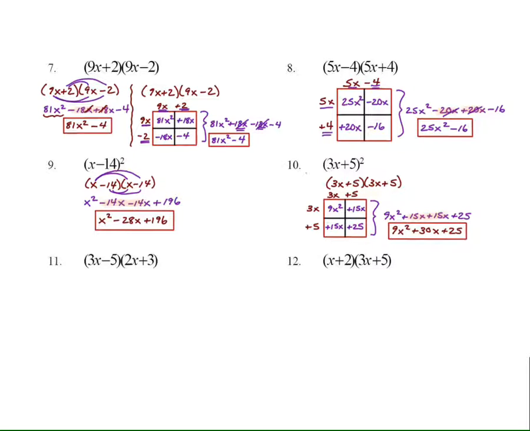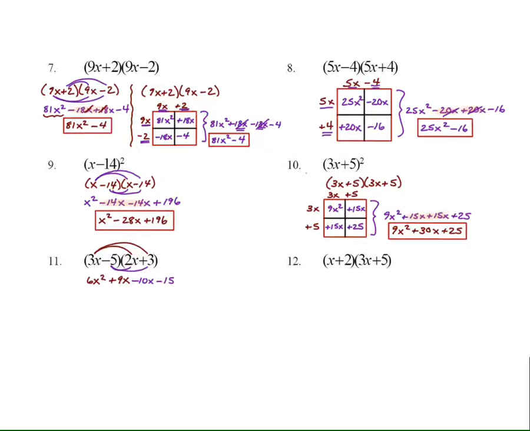Number 11, it's not the same binomial twice, or the binomial differing by plus or minus, just 2 distinct factors. But I'm still going to double distribute whichever method I'm most comfortable with. This one I'm going to draw the arrows here. So 3x times 2x is 6x squared plus 9x. And then I multiply that minus 5 times that second quantity, which would be minus 10x and minus 15.